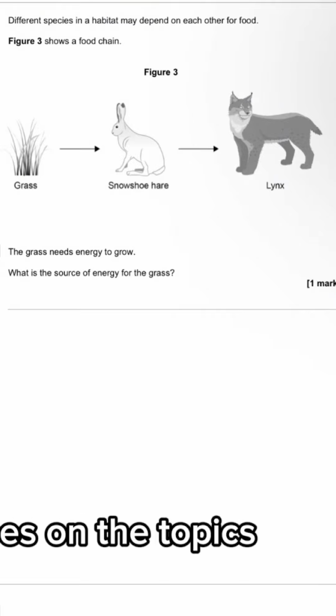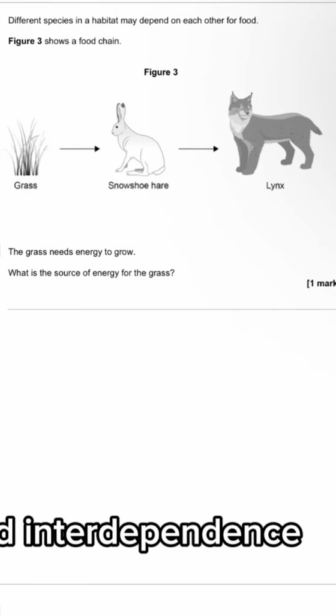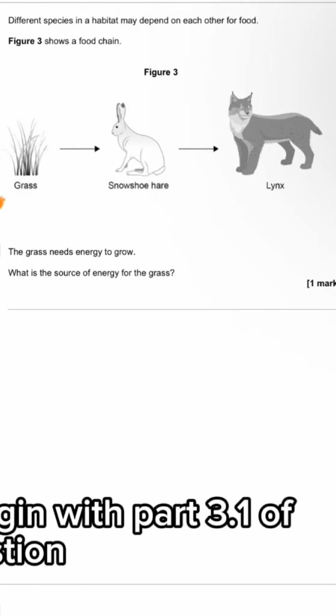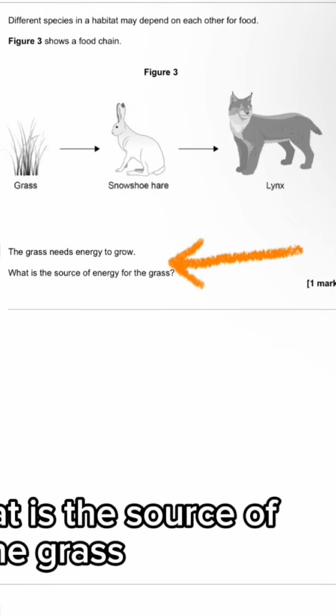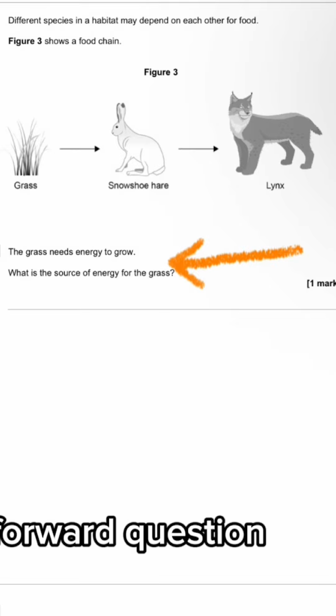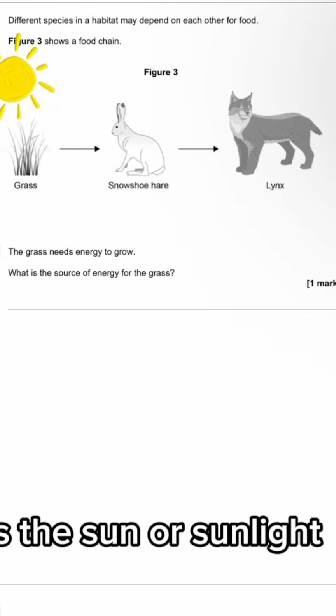Question 3 focuses on topics such as ecosystems and interdependence, and we're going to begin with part 3.1 of this question. If you read the question with me, the examiner asks, what is the source of energy for the grass? This is a very straightforward question and the correct answer is the sun, or sunlight.